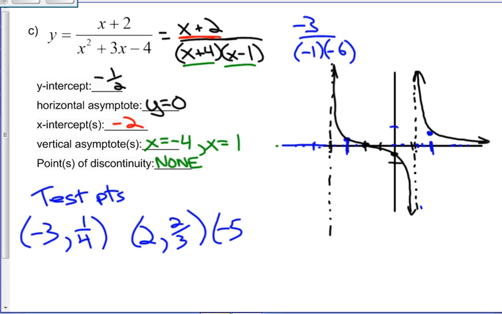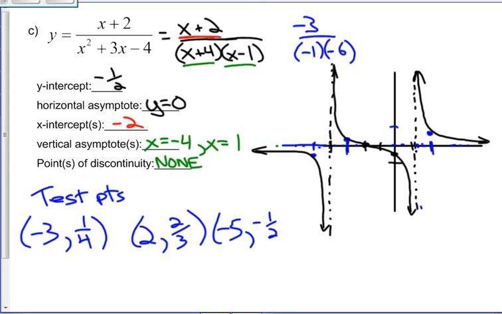And that gives us -1/2. So there, I know that this point is on the graph. And since the x-axis is an asymptote, I know it must look like this.